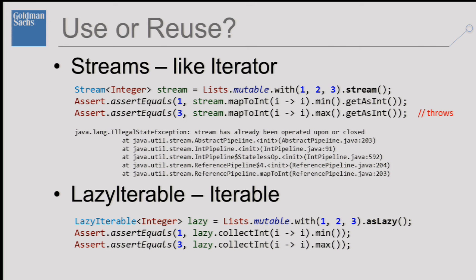So you can call lazy iterable.collect minimum, and that actually will internally create an iterator type structure in that method. And then when you call collect int again, it'll create another iterator over that collection. So that can be more convenient, but it is just something to be aware of at least, that these aren't like streams.